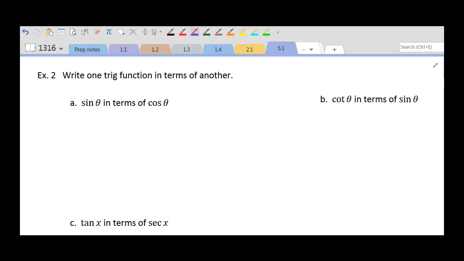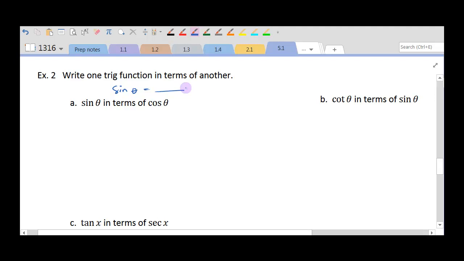Okay, now let's practice in this video on how to write one function in terms of another. So in other words, I'm given in this example that I know I want to rewrite sine theta in terms of cosine theta, or sine theta is equal to something. I've got to rearrange it in that way.